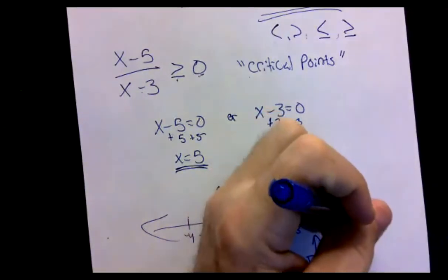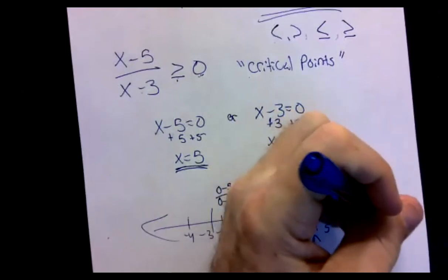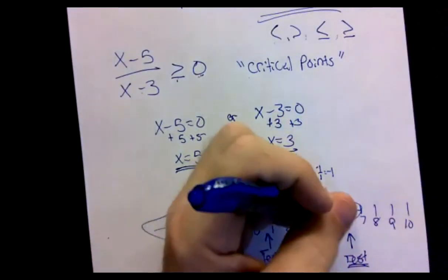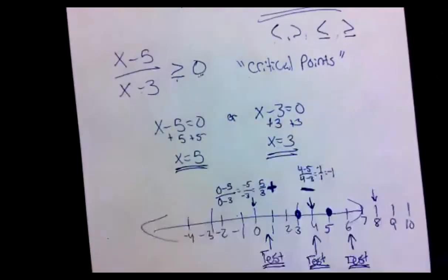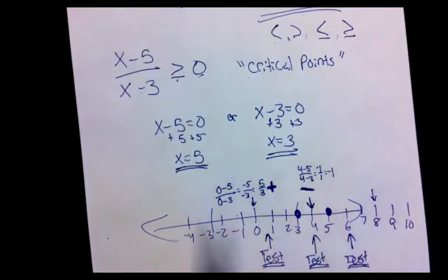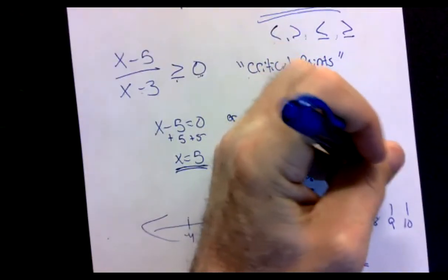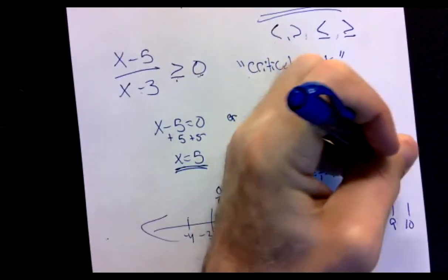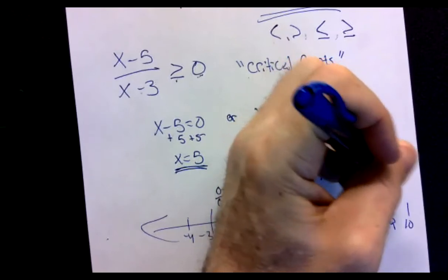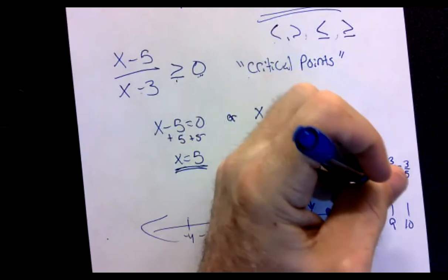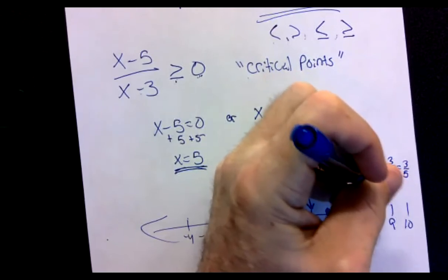Again, I can choose a point over here. I can choose 6 or 7 or 8 or 9 or 10 or a billion. It doesn't matter what number I pick. I'm going to pick 8 just because it's far enough over here out of the way that I can write it down kind of like I did. So I'm going to do 8 minus 5 over 8 minus 3. 8 minus 5 is 3. 8 minus 3 is 5. So I get a positive 3/5. So again, that's going to be a positive value.